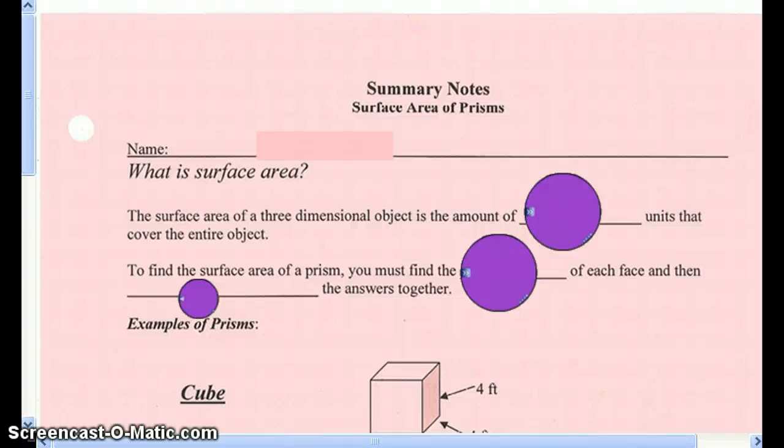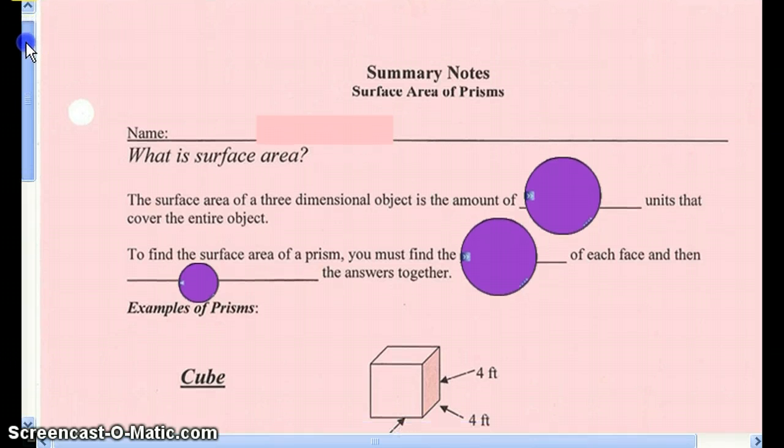These are the G33 notes on surface area of prisms. What is surface area? The surface area of a three-dimensional object is the amount of square units that cover the entire object.